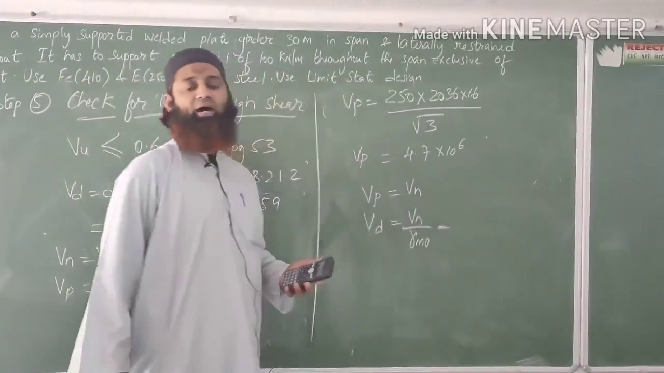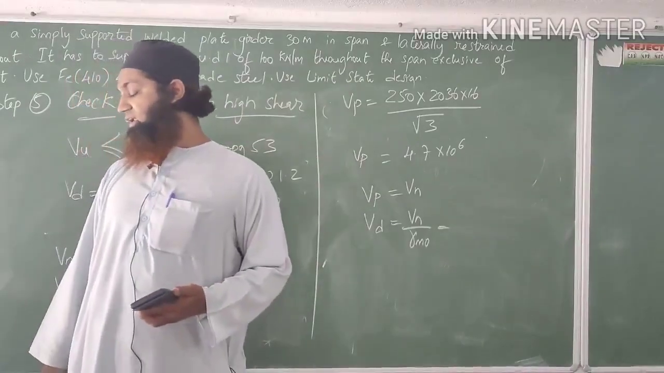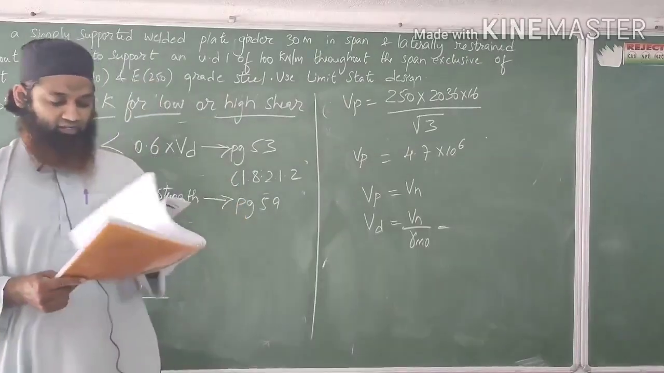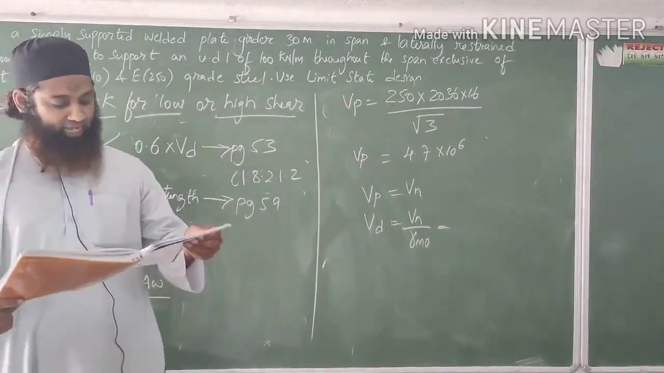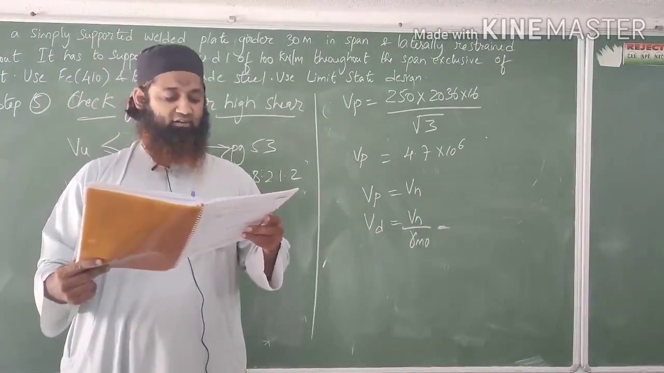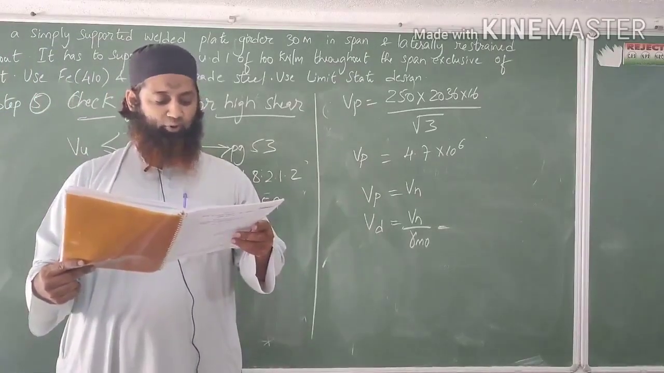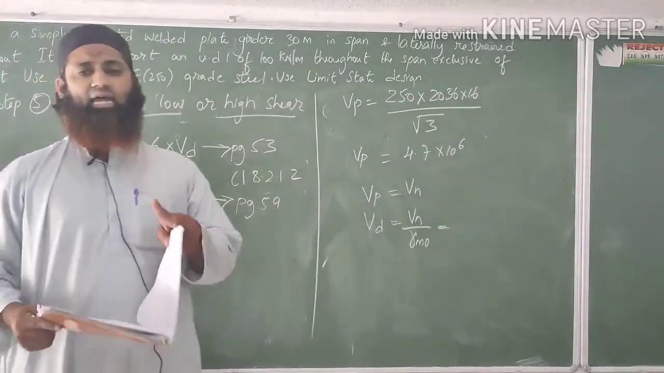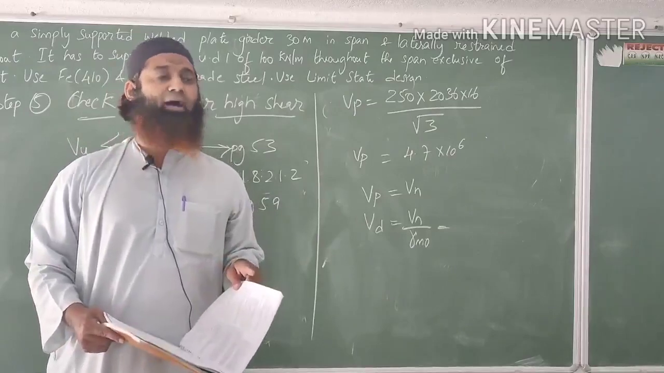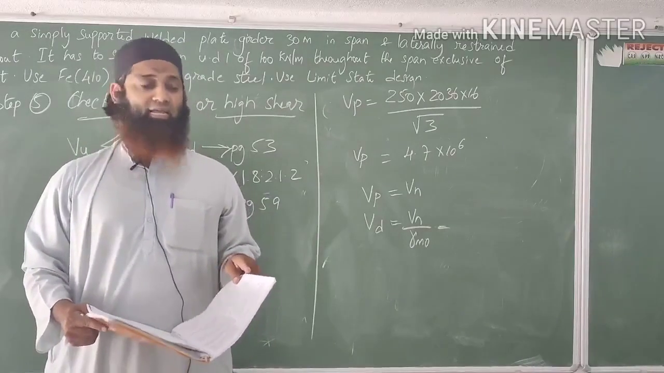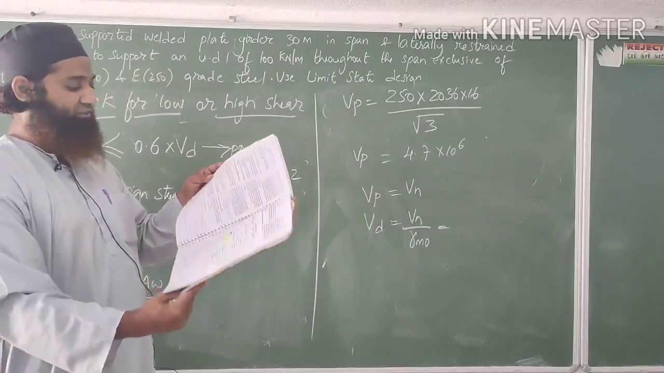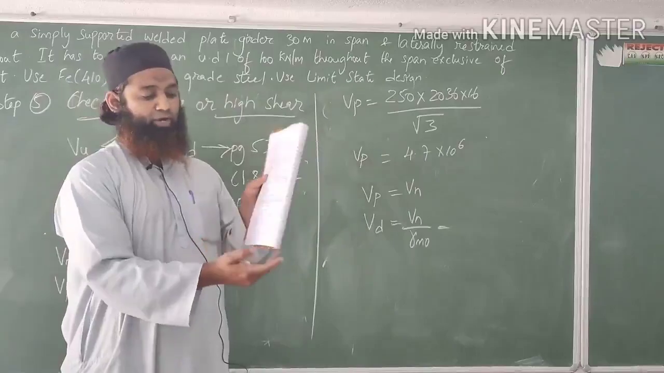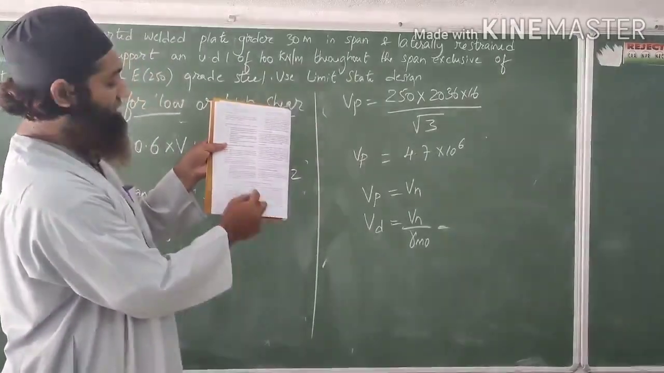Gamma m0 is a partial safety factor. It has been given on page 30. You can see the gamma m0 value, the partial safety factor, in the table. In the table it has been mentioned that for resistance governed by yielding, gamma m0 is 1.1. So basically we have to see the resistance against yielding. As I explained in the previous lectures, the web undergoes yielding and buckling as well. For that the value given is 1.1, on page 30 table 5.